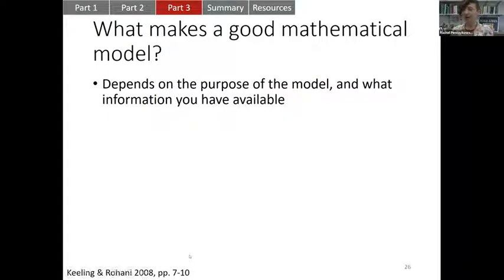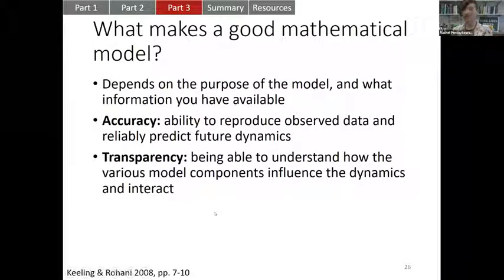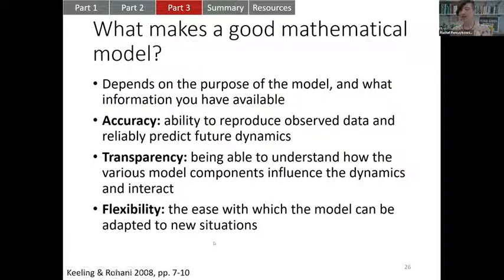And so what makes a good mathematical model really depends on the purpose of the model and what information you have available. There can be trade-offs among accuracy, so how accurately you can reproduce observed data and reliably predict the future. Trade-offs between that and transparency, like how easy is it to understand how these different components come together mathematically. And flexibility: how readily can a given model be applied to a different situation? Is it so tailored to a given setting that it can't be generalized? That would be a trade-off.